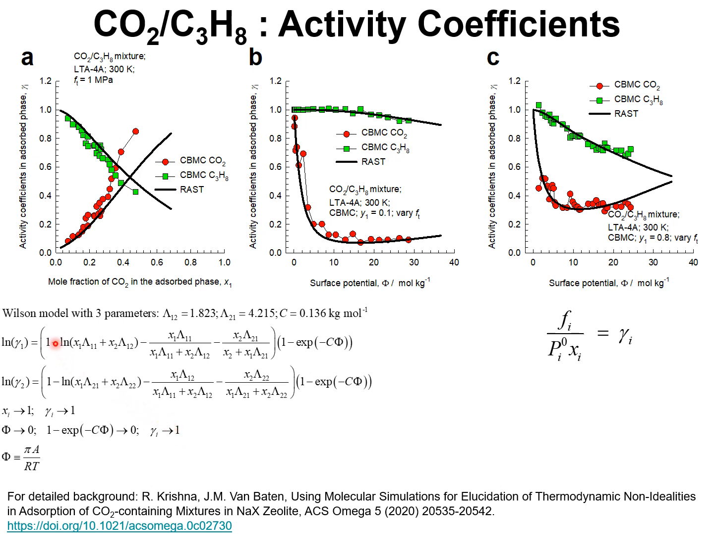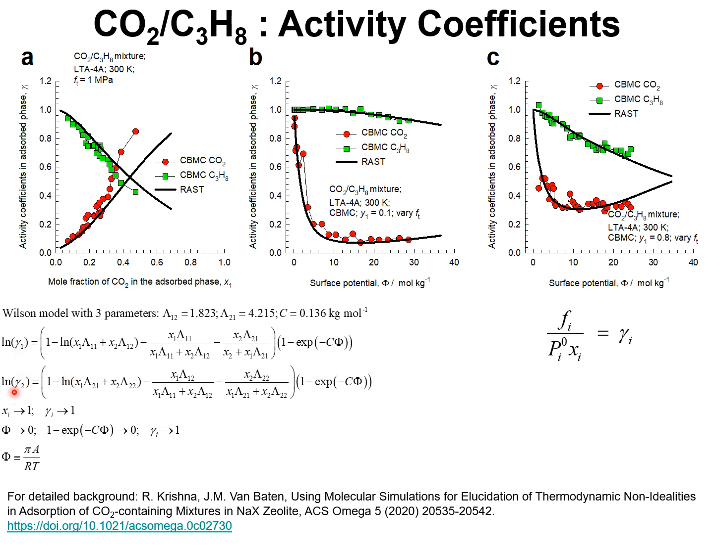So if we adopt a Wilson model for quantification of the activities of components 1 and 2, then we should introduce a correction factor 1 minus exponential minus a constant c times phi, and this is a representation of the pore occupancy. As this quantity approaches 0, ln gamma 1 will approach 0. In other words, gamma 1 should approach unity.